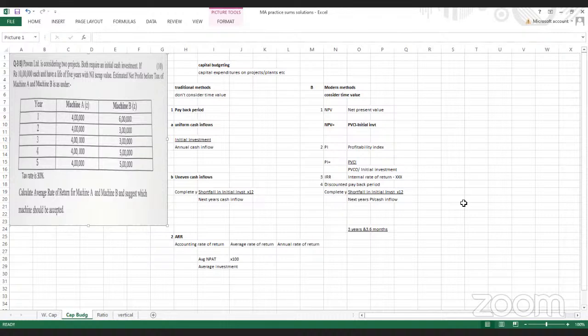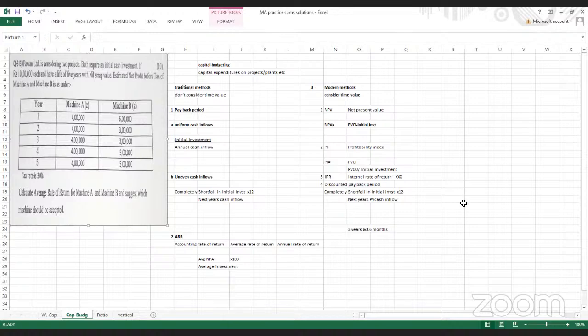Pawan Limited is considering two projects. Both require an initial cash investment of rupees 10 lakhs each and have a life of 5 years with nil scrap value. Scrap value means residual value. At the end of the life of the asset, it will not fetch anything. Value will be 0. Estimated net profit before tax of machine A and machine B is given to you.